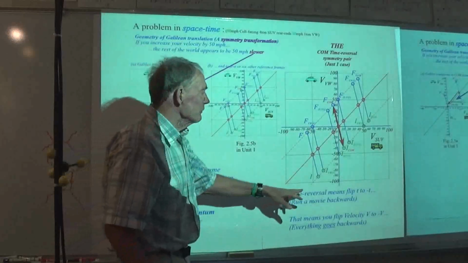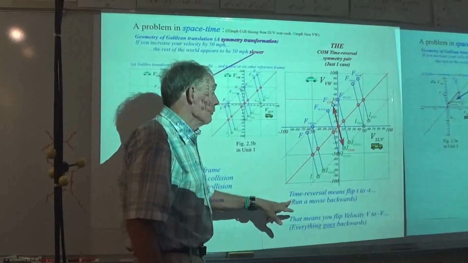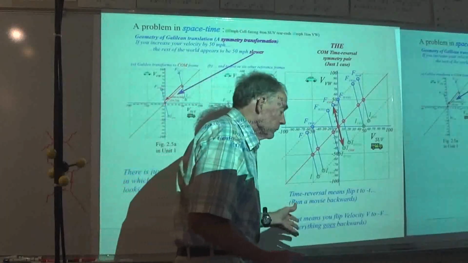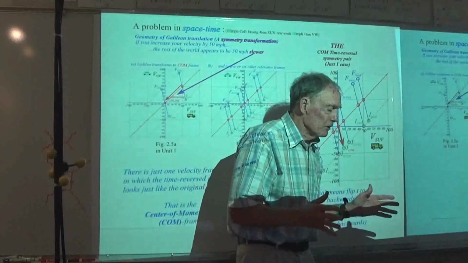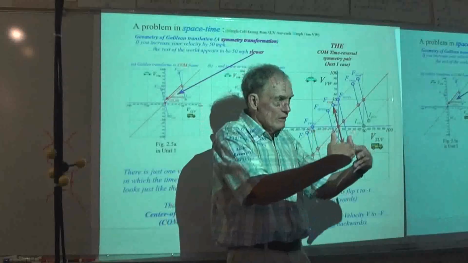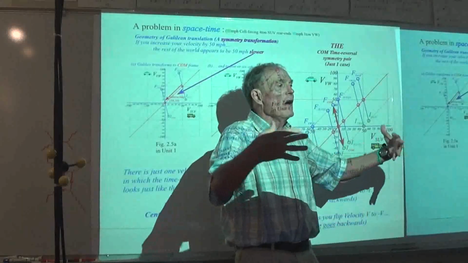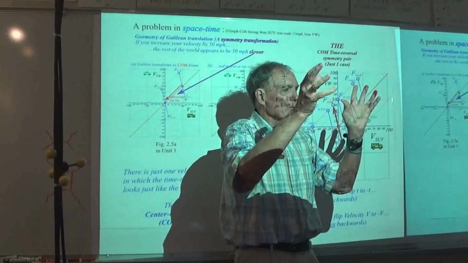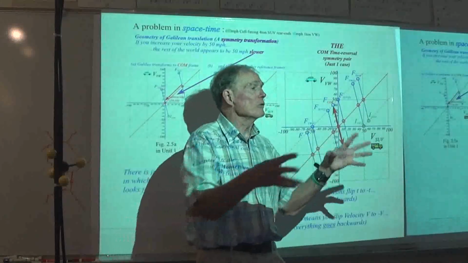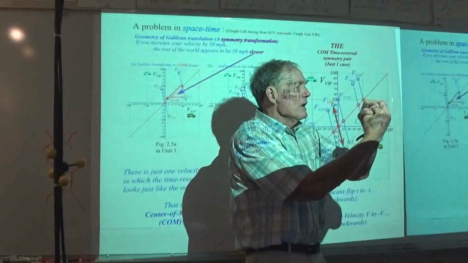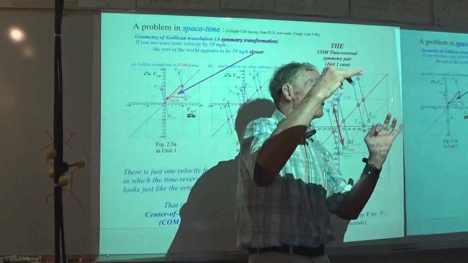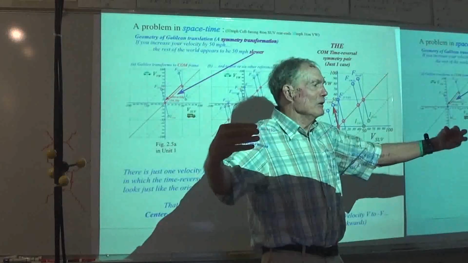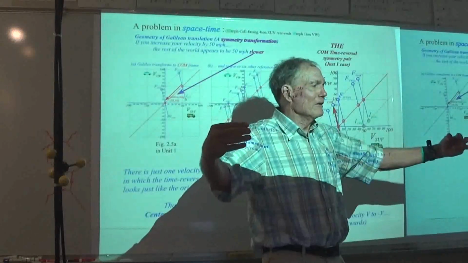Time reversal means flip t to minus t, run a movie backwards. When we think about running a movie backwards for a collision, when a collision happens, you see crumple, crumple, smoke, and all sorts of stuff happening, right? And then you play the movie backwards, and here's this pile of wreckage that reconstructs itself. All the smoke goes back in there and makes a new car going either way, and a new SUV on this side, right?